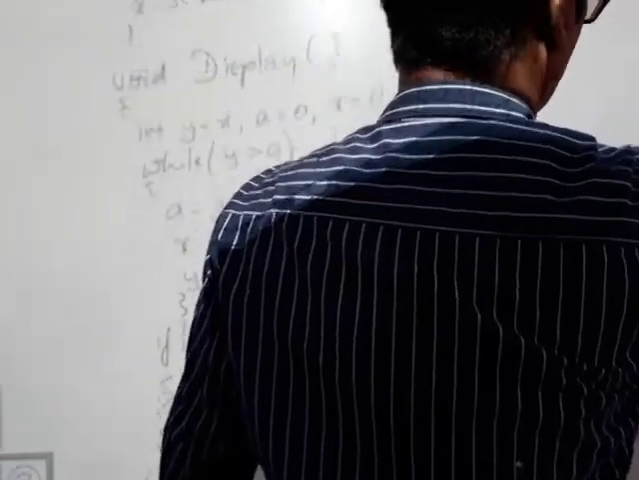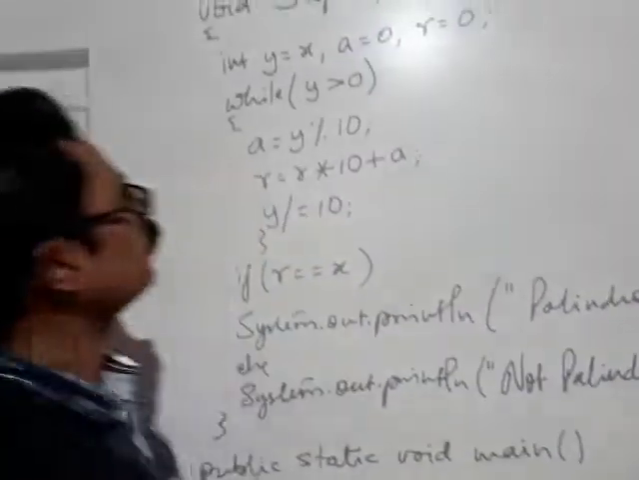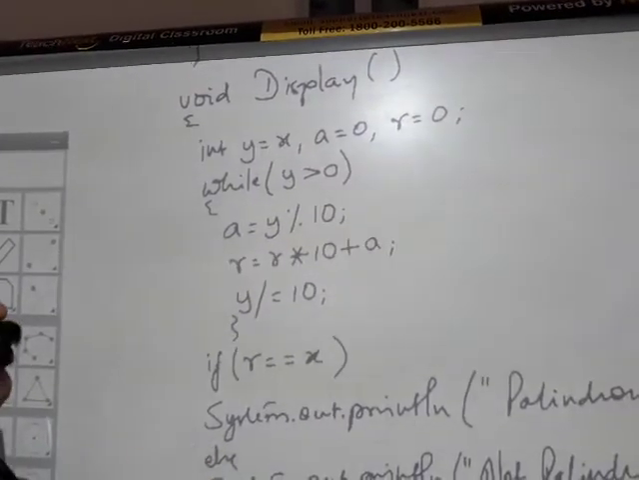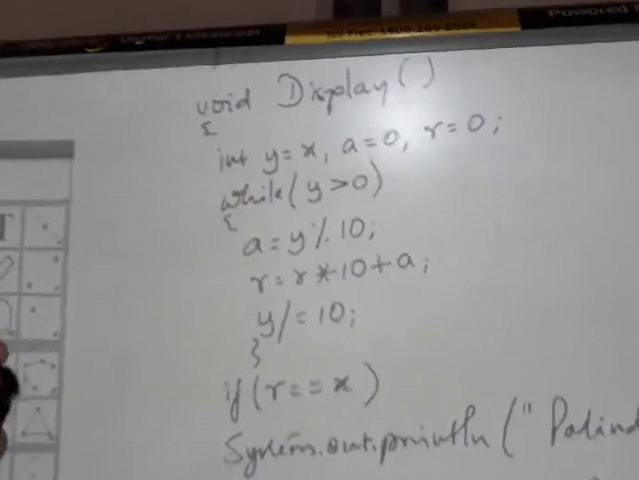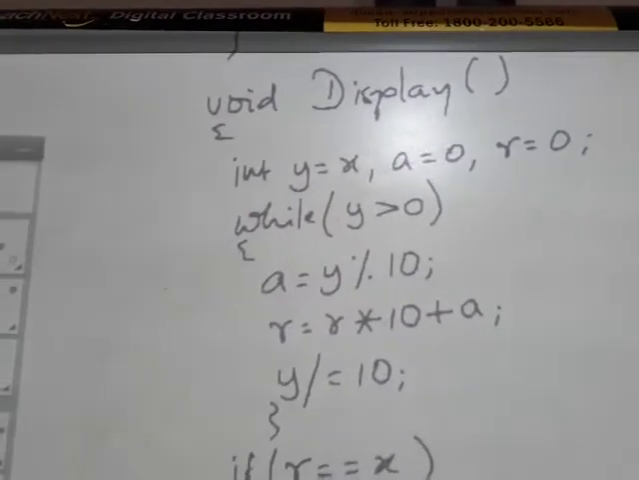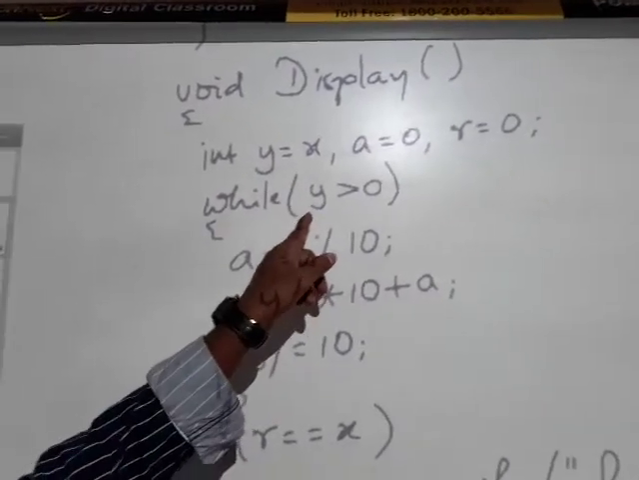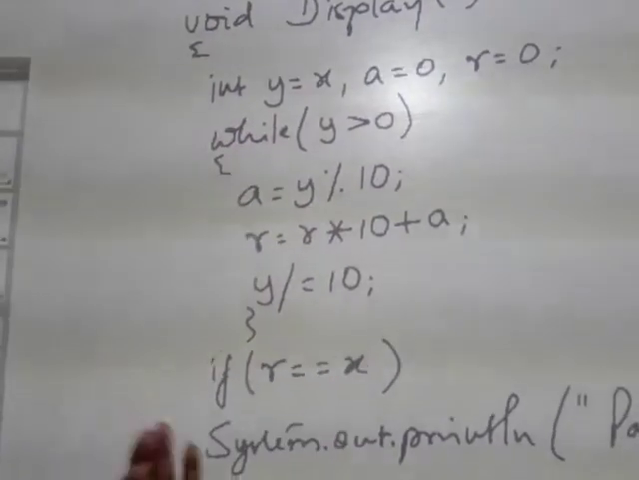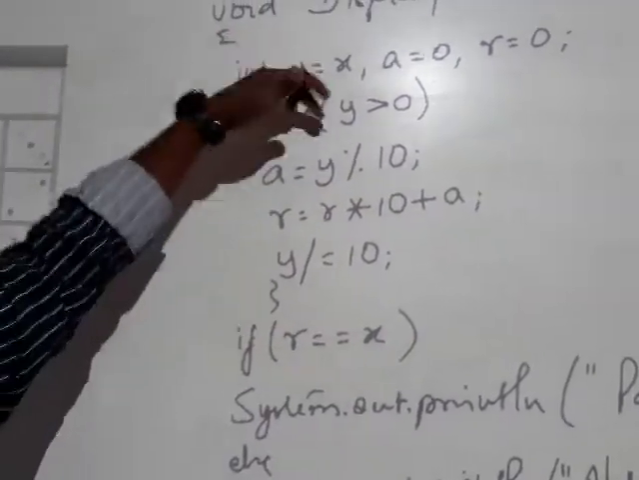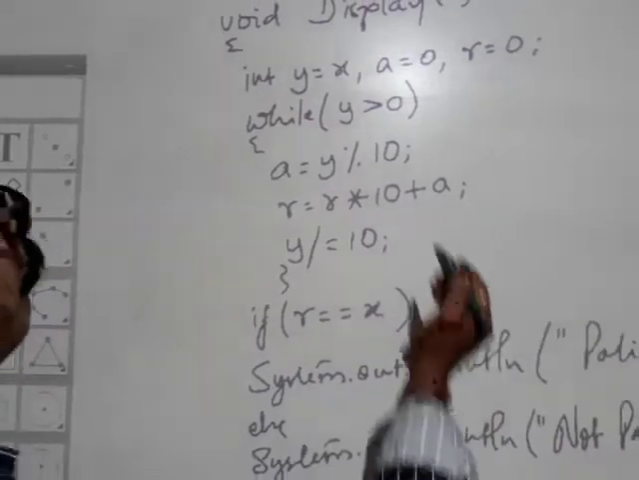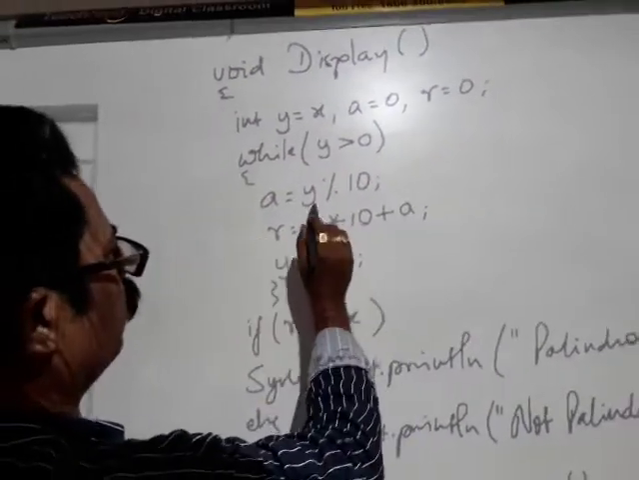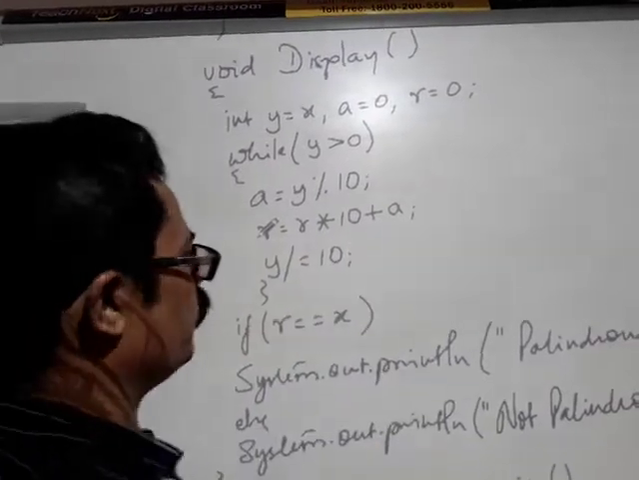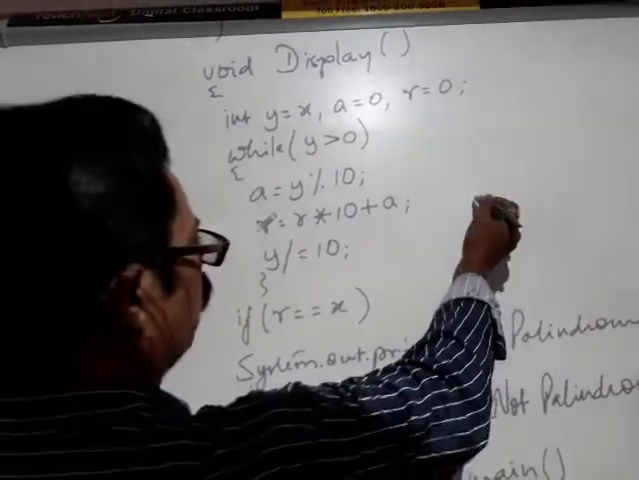In the void display part, you have to check and display whether it is a palindrome or not. So with that, we have taken a copy variable, that is y. Do not manipulate x, because if you manipulate x and it results in 0, then you cannot compare. So use the copy variable for manipulation. So here, while y is greater than 0, a is for extracting the digit, r for taking out the reverse of the number.